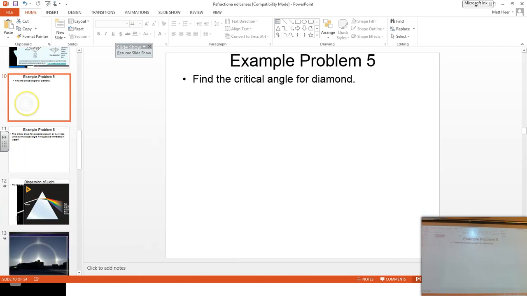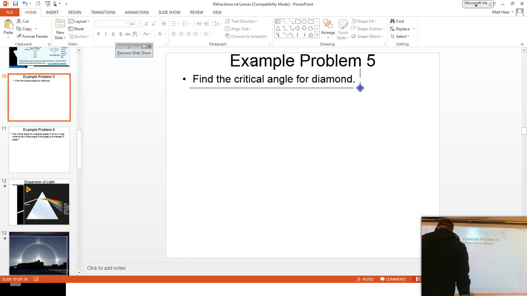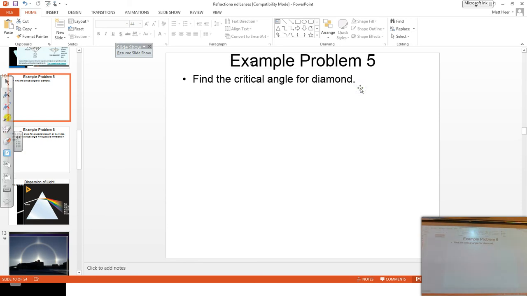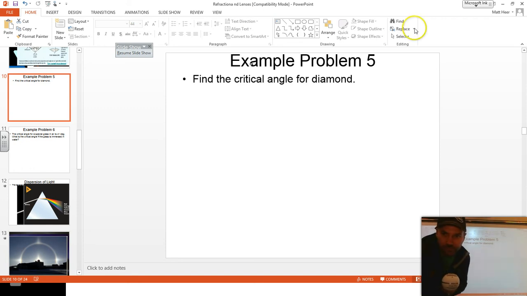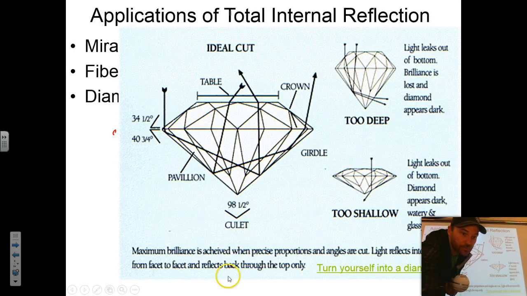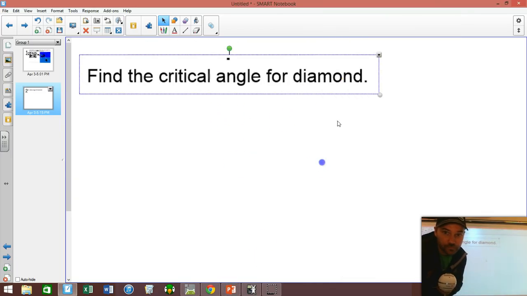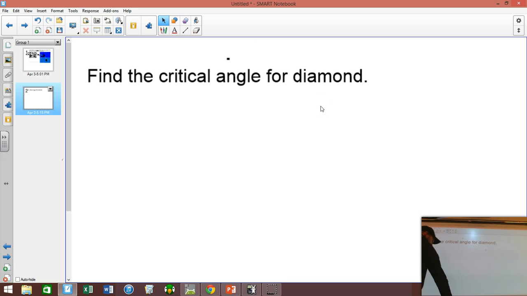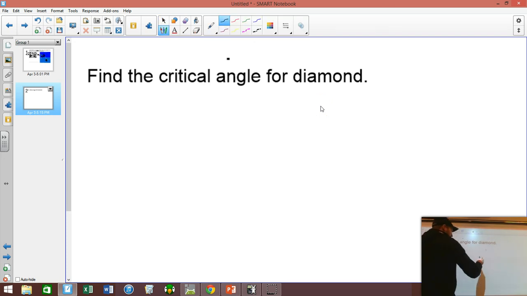And then finally, an example problem. Find the critical angle for diamond. We're going to do that, and we're going to call it a day. Find the critical angle for diamond. So let's draw a diamond here.